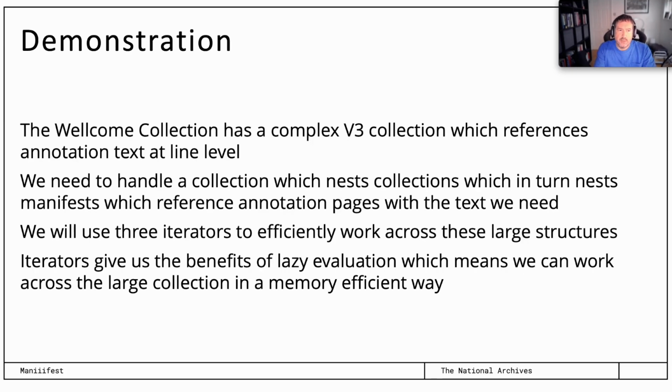And we use the Welcome Collection's collection because it's nice and complicated, and it references annotation text at line level. We're going to need to handle this nested collection, and we're only going to use 3 iterators from Maniifest. The benefit of using iterators is they allow for lazy evaluation, which is a memory efficient way for working across these large structures.